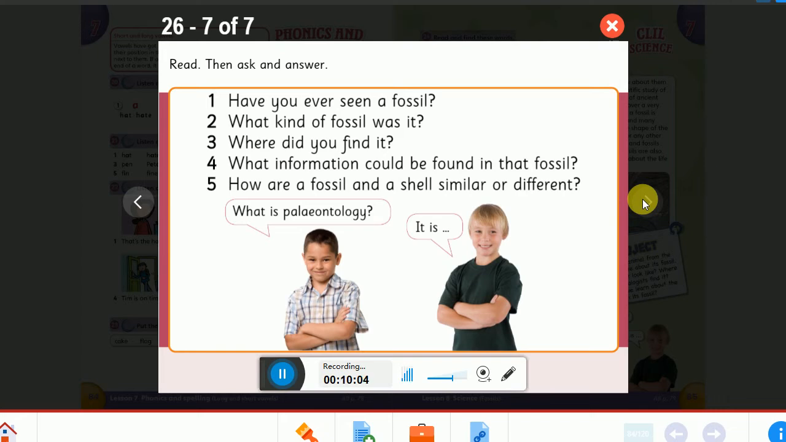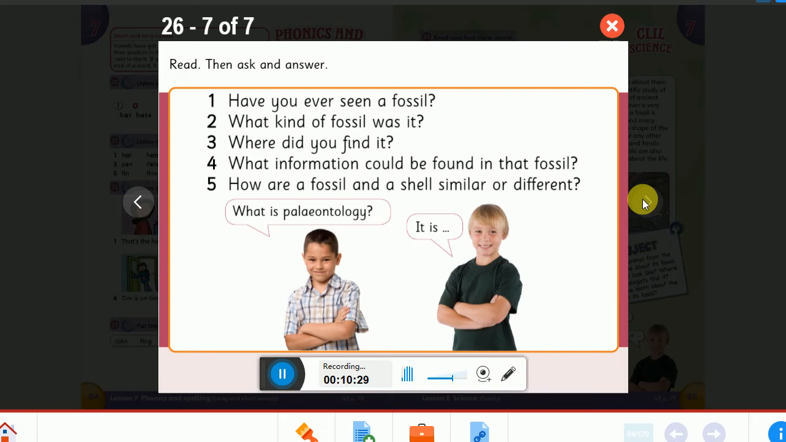What kind of fossil was it? Was it a marine fossil, like a fish fossil or octopus? Or was it printed on the rock? Was it a body fossil, for example? Or parts of the body like bones, skeletons, skulls? If you already saw one, what information could be found in that fossil?